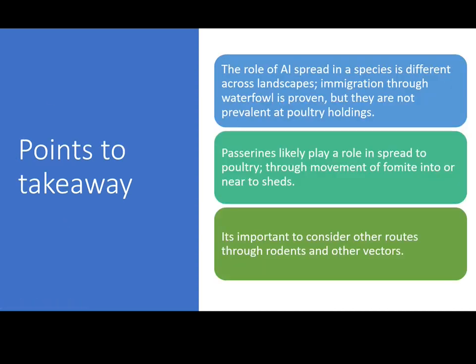And yeah, the kind of takeaway points are: the role of AI spread in a species is different across landscapes. Immigration through waterfowl is proven, but they are not prevalent at poultry holdings. Passerines are likely to play a role in spread to poultry, through movement of fomite into or near to sheds. It's important to consider other routes through rodents and other vectors.